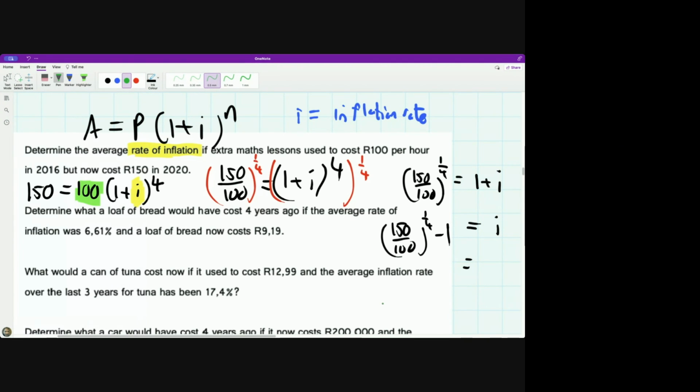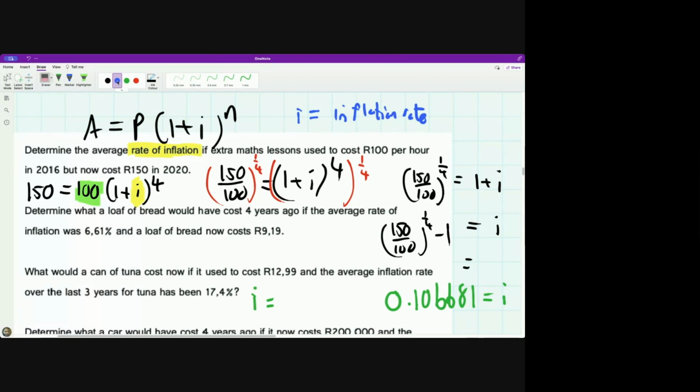I'm going to say bracket fraction 150 over 100 close brackets, to the power of a quarter. And then I'm going to take away 1, which gives me, I'm getting 0.106681. Okay, so there it is. If I times this by 100 on both sides, basically I can get the percentage. And so the percentage is going to be 10.